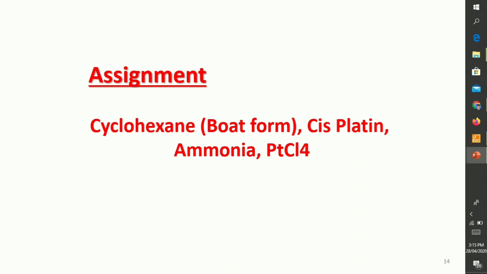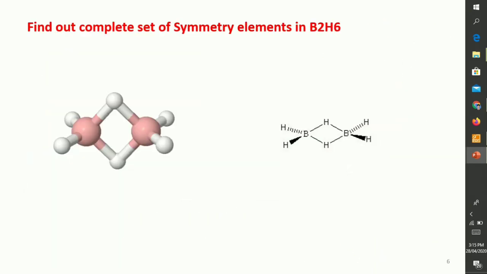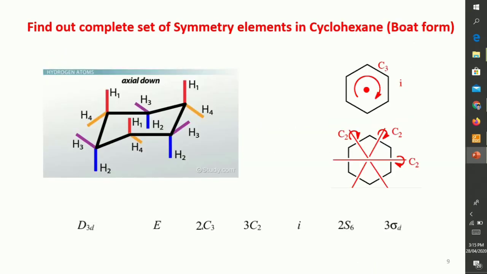Moreover, you need to study the symmetry operations found in PtCl4. You need to find whether this molecule PtCl4 is tetrahedral geometry or square planar geometry, and we know that we have studied the reasons behind their geometries, how these molecules form the geometries. So this is all about finding different symmetry elements and operations in molecules.